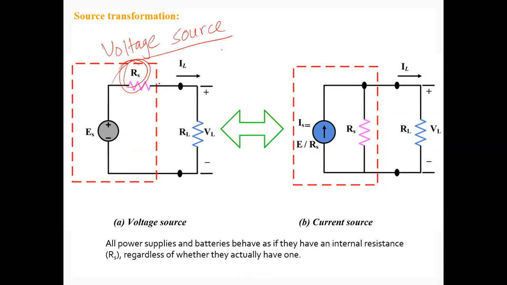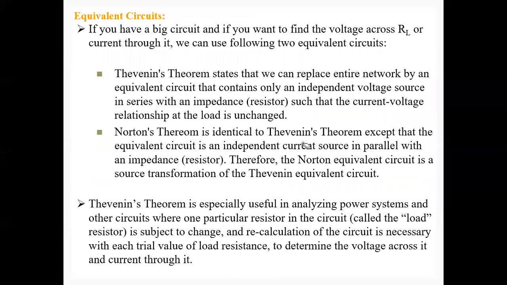Then there is no change here, okay? RL is RL. That's how you change the voltage source to current source and vice versa, okay? This is very important. Next question.